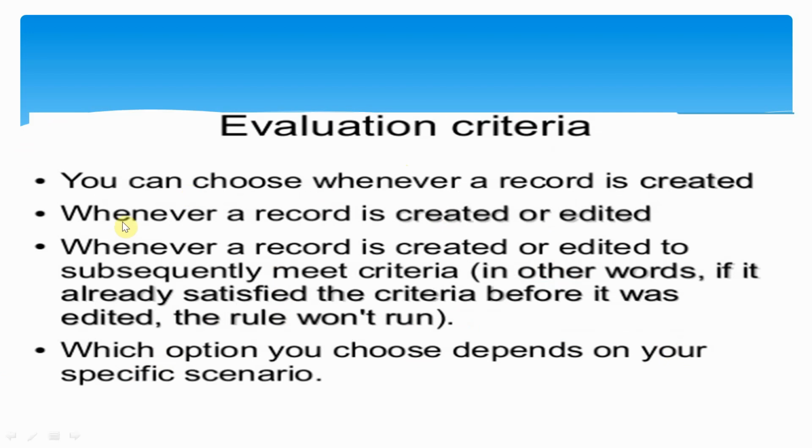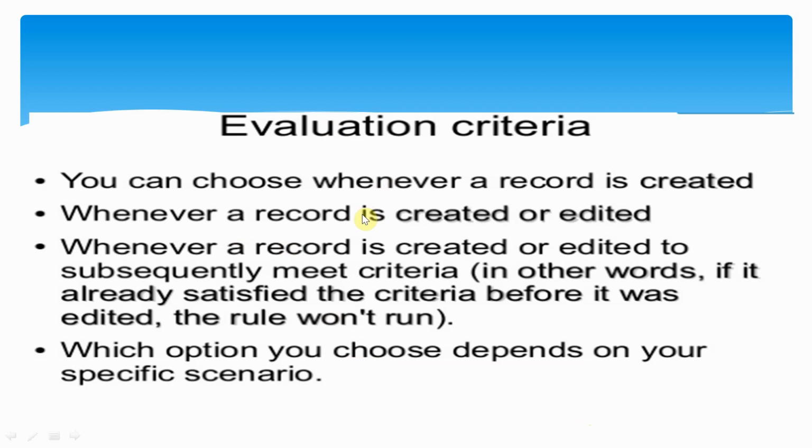Now you have an evaluation criteria, that is, when do you want the trigger to fire. The workflow can fire whenever a record is created, whenever a record is created or edited, or whenever a record is created or edited to subsequently meet criteria. In other words, if it's already satisfied the criteria before, the rule won't run again. So basically it will run once. Next time when you change it, it's like alternate times. Okay, so which option you choose depends on your specific scenario.